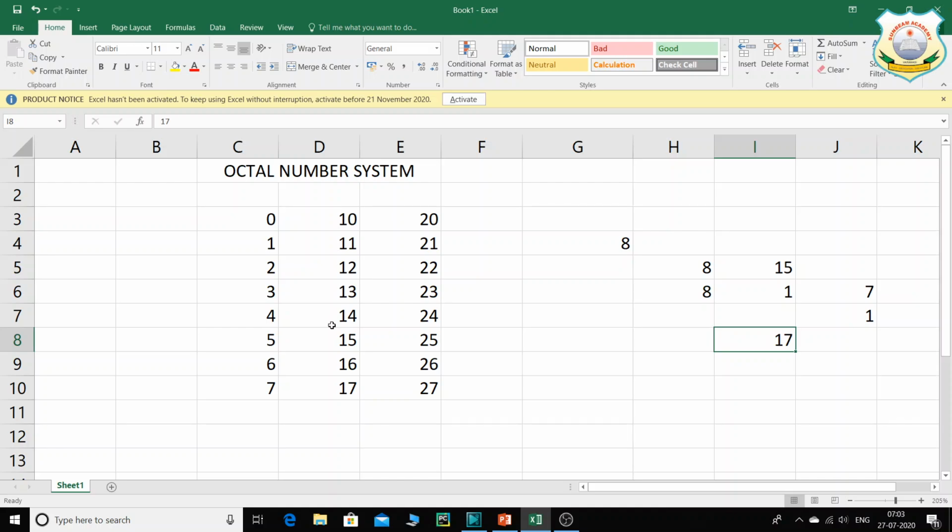So children, that's it. I'm going to give you some exercises to do in your fair copy for the decimal to binary and decimal to octal. Just do that. It's very simple calculations, and you can do it.